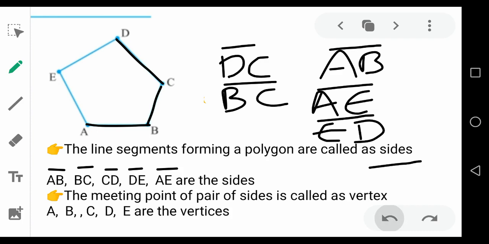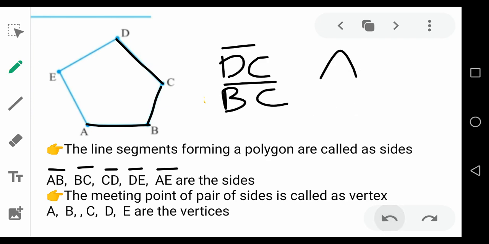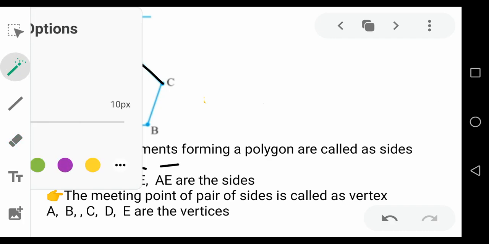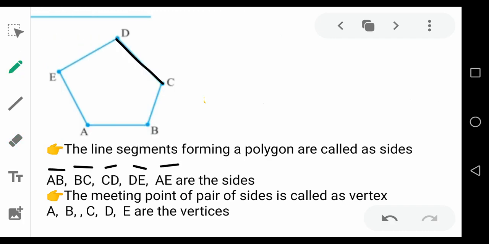Okay. Now comes the next term, that is vertex. Vertex means the point where two line segments meet. Meeting point of two line segments. Okay. Wait. I will draw this once more. Okay, now the meeting point of a pair of sides is called a vertex.